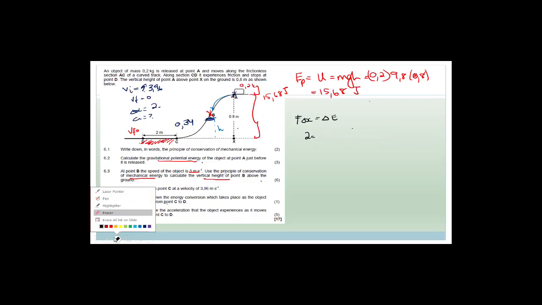So if delta f times delta x is a delta half mv squared, right? So do you agree the masses can cancel? And now we've got delta x and we've got v. Oh, shame. Okay.